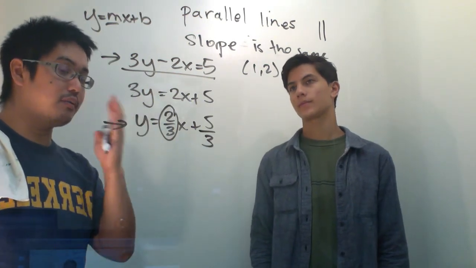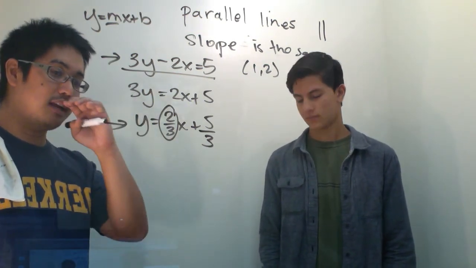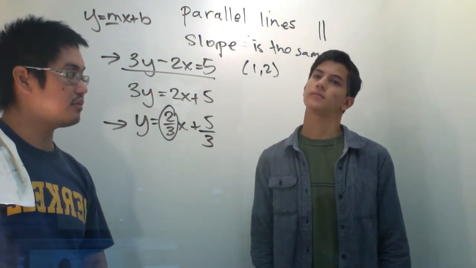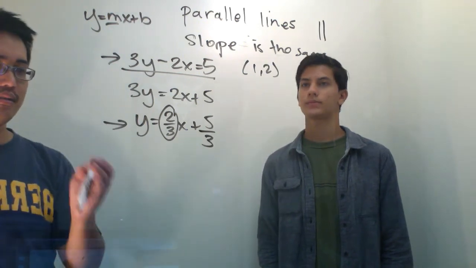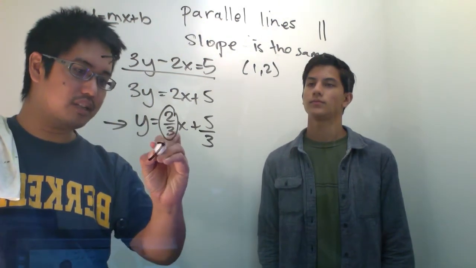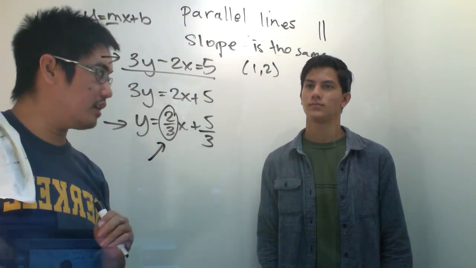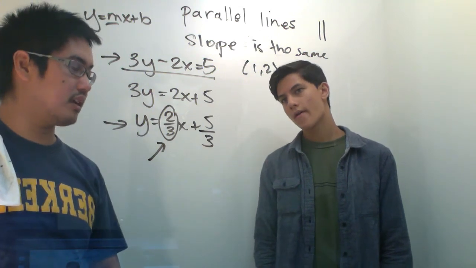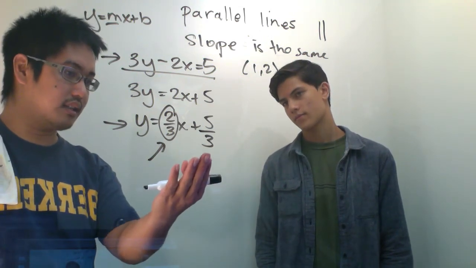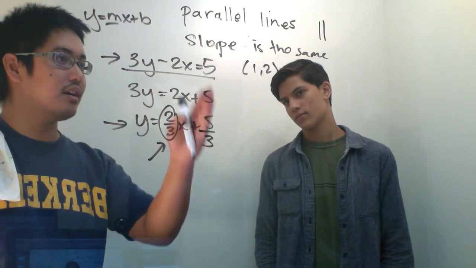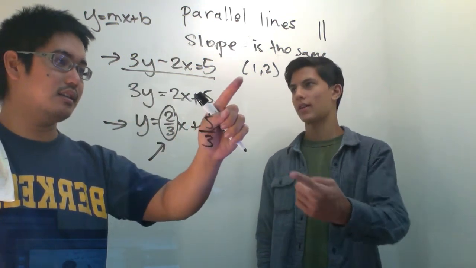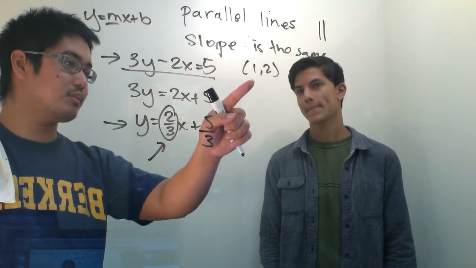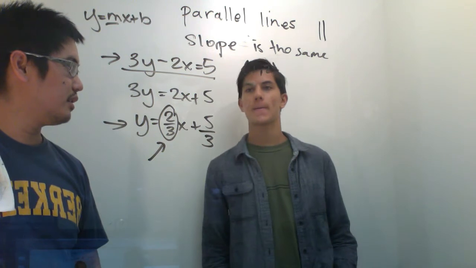Really what this question is asking is, what is a line that has a slope of 2/3 that goes through that point (1, 2)? Does that make sense? So this is all the information I need. Does 5/3 come into play in this problem? No, it just so happens to be the y-intercept of this line, but I don't care, because I'm trying to figure out a line that has the same slope but goes through a totally different point.